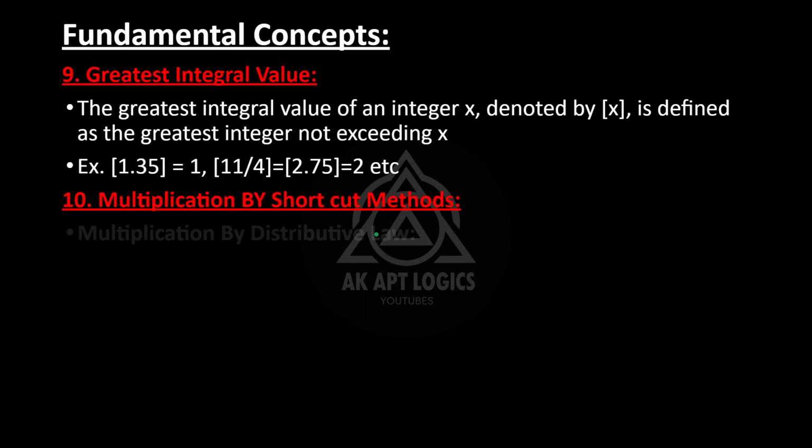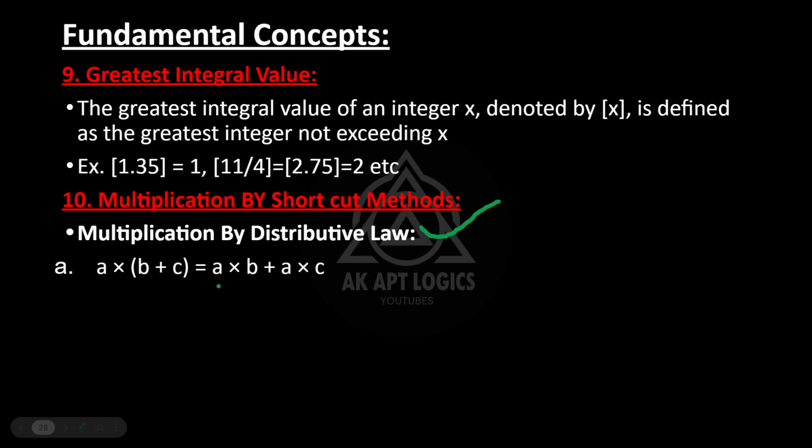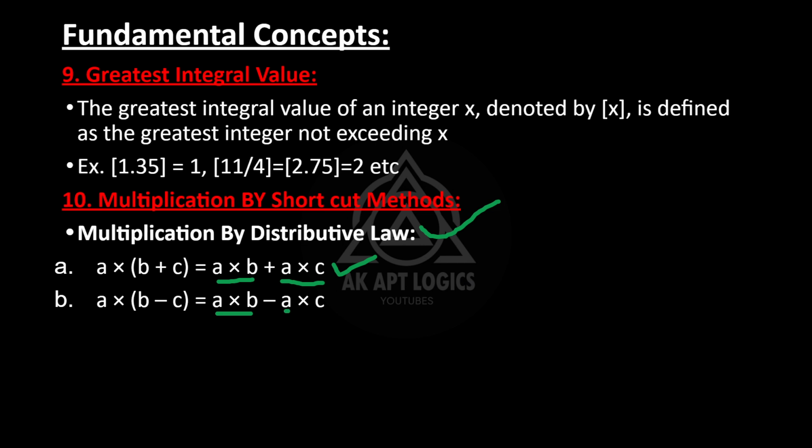Multiplication shortcut methods. Okay, multiplication by distributive law. The distributive law has two formulas. One is a into (b plus c) will become a into b plus a into c. This is one type of formula where a, b, c are numbers. Then a into (b minus c) becomes a into b minus a into c. So it gets multiplied like this, and the minus in between stays as it is. Similarly in the first case, first it gets multiplied like this, and second it gets multiplied like this.